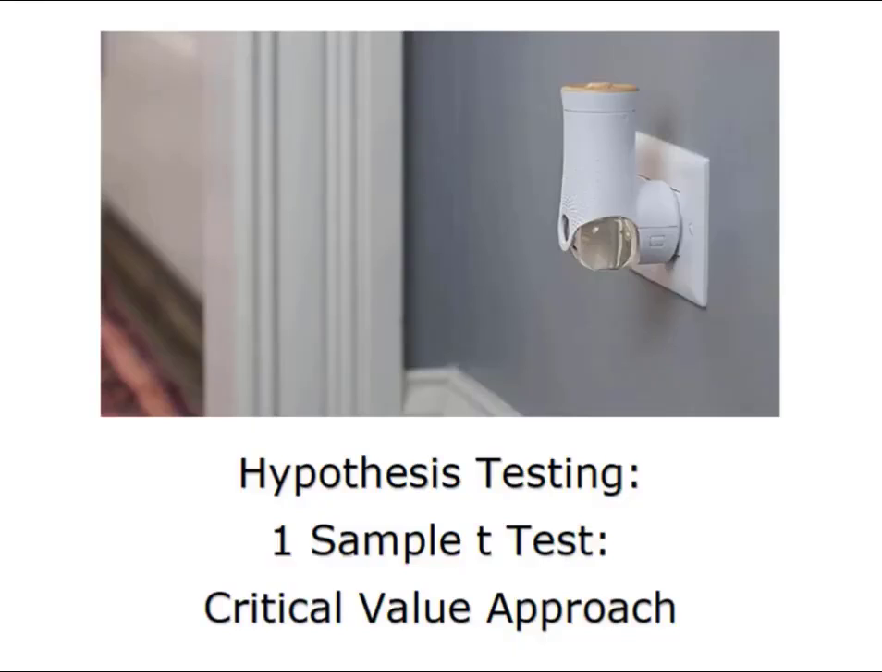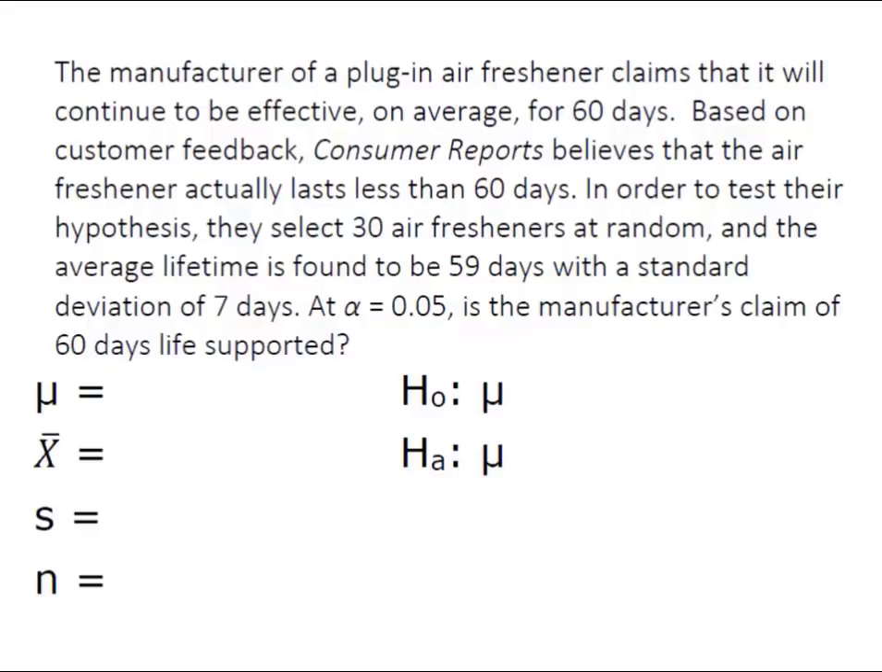Hey everybody, it's Professor Williams, and we're going to run a one-sample t-test, and we're going to use the critical value approach. The manufacturer of a plug-in air freshener claims that it will continue to be effective on average for 60 days. Based on consumer feedback, Consumer Reports believes that the air freshener actually lasts less than 60 days. In order to test their hypothesis, they select 30 air fresheners at random, and the average lifetime is found to be 59 days with a standard deviation of 7 days. At alpha equal to 0.05, is the manufacturer's claim of 60-day life supported?